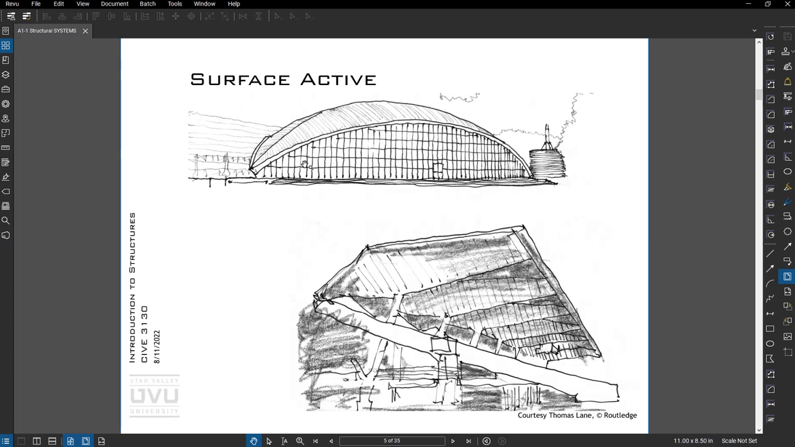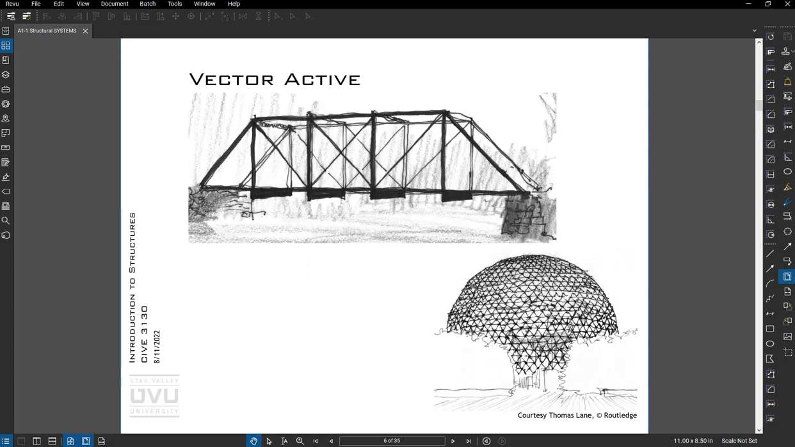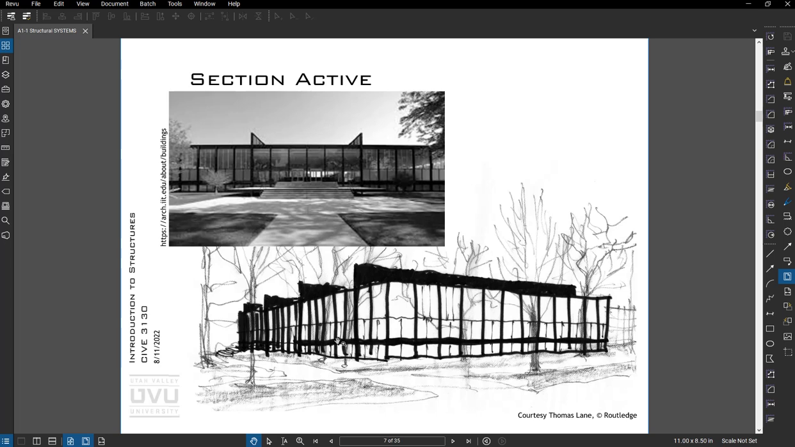Surface active are shells, plates, folded plates, whatnot. Those tend to be very popular for marquee type buildings, large spans. They're very efficient because of their shape. Vector active, so trusses, the Epcot Center structure, those really are driven by axial forces in the members, hence the name vector active. And then section active is really a lot of the members we use where they're just in pure bending or like a column.